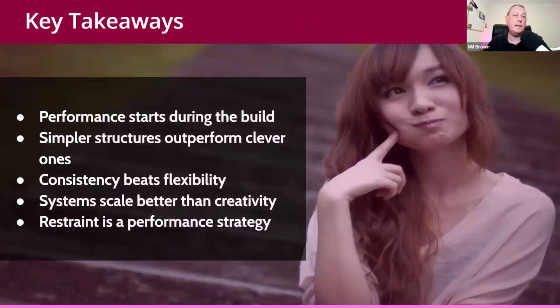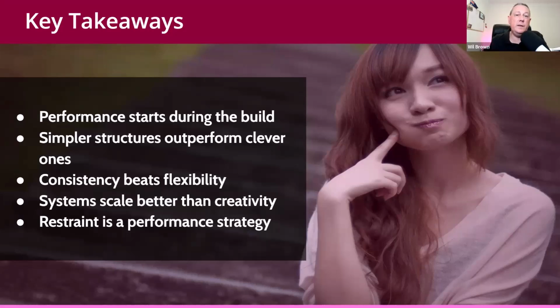So to wrap things up, some key takeaways. First, performance starts during the build. Most long-term performance and maintainability problems are introduced early through layout decisions, styling decisions, widget choices, overall system complexity. Optimization later can help, but structure matters first. Second, simpler structures outperform clever ones, especially in Elementor. Flatter layouts, predictable containers, cleaner systems, less nesting, they perform better, they edit more safely.